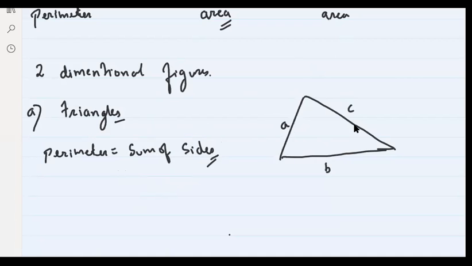So here sides are A, B, C. So it is A plus B plus C. Got it? So perimeter of a triangle is always the sum of all the three sides. Got it, everyone? Now, if this is a scalene triangle, it doesn't matter if we have a scalene triangle or isosceles triangle or any triangle. You just have to add the sides. As simple as that. So perimeter of triangle clear?